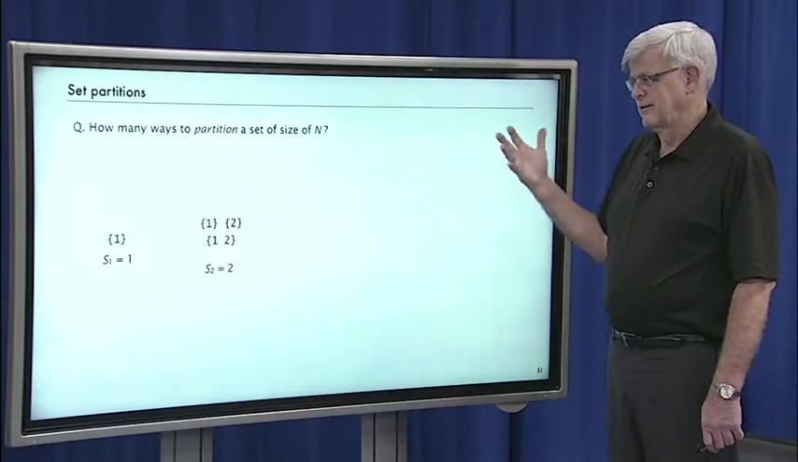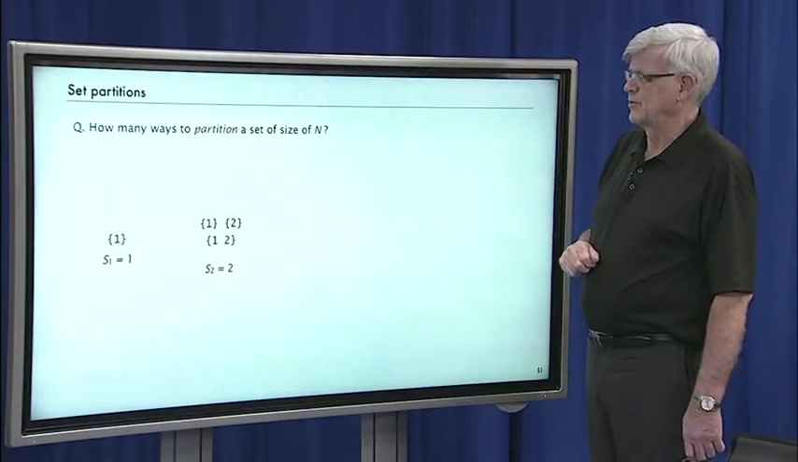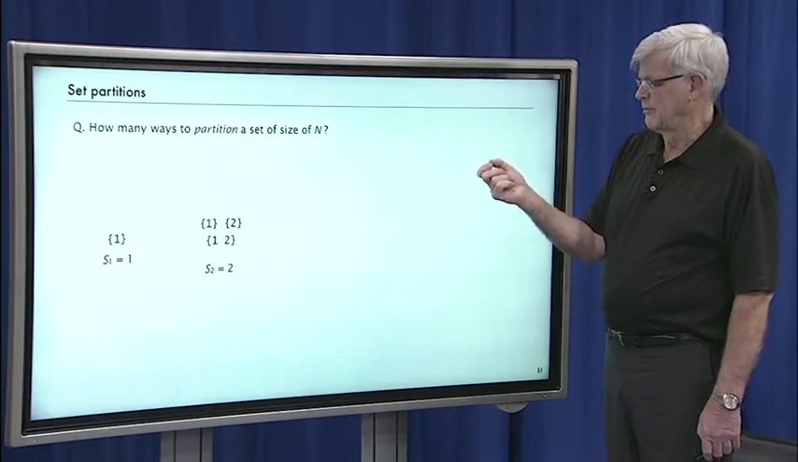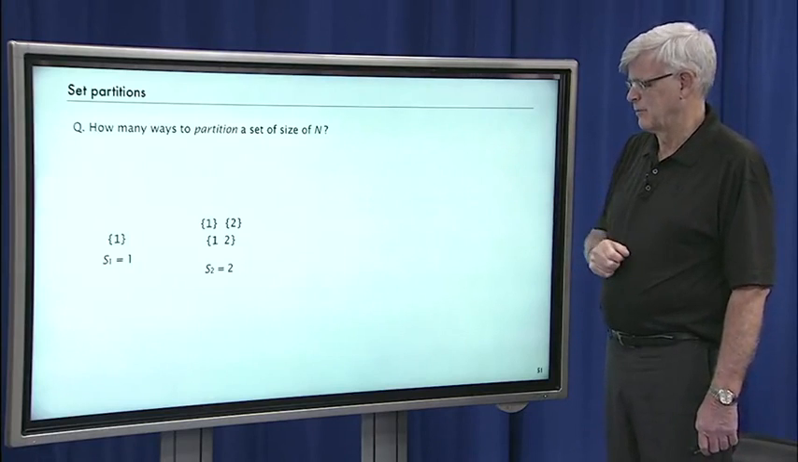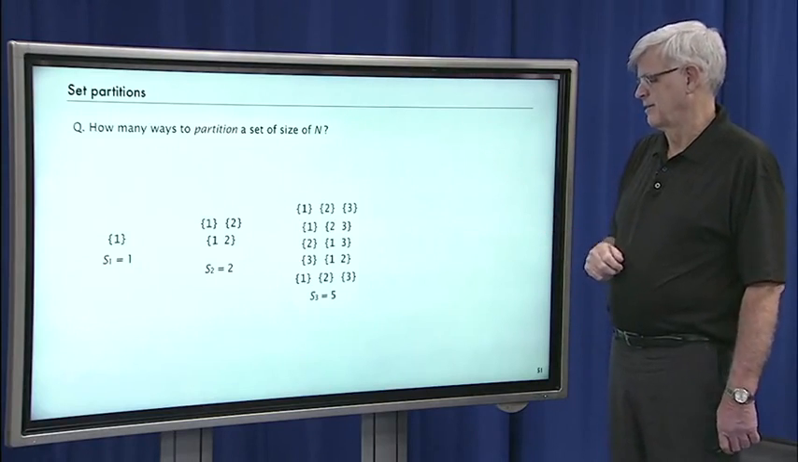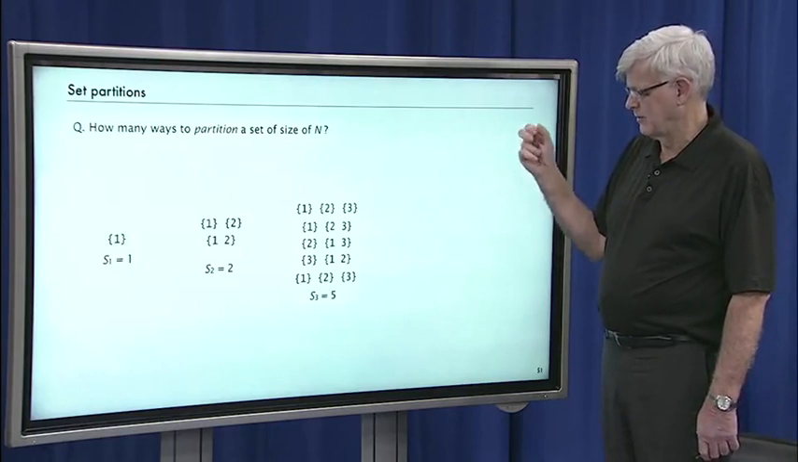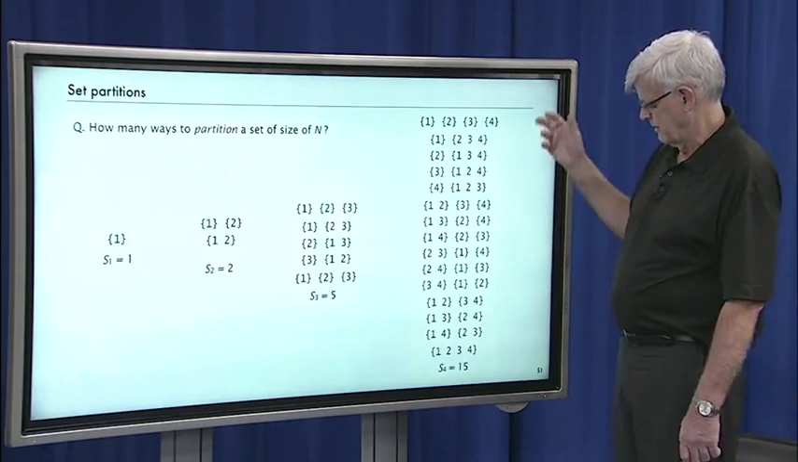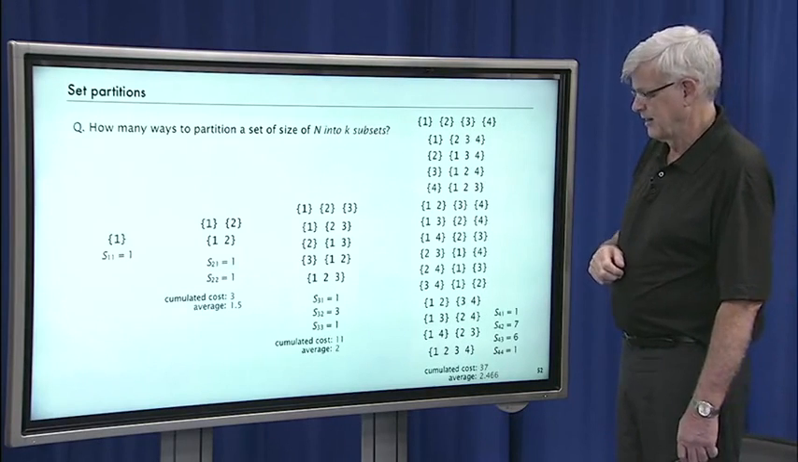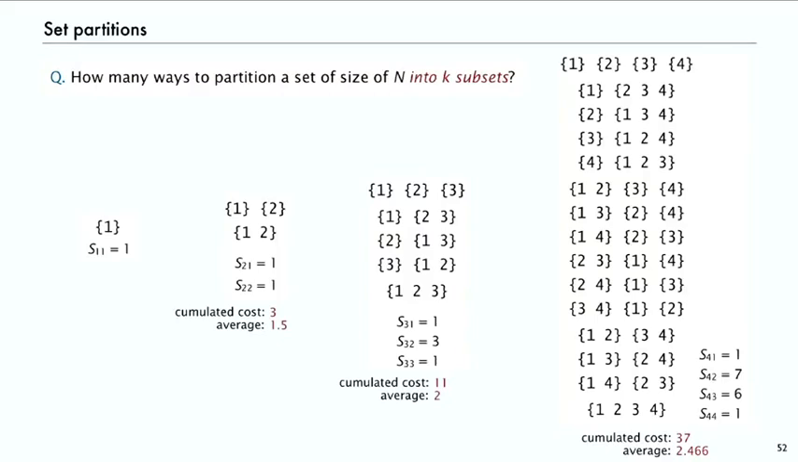Okay, here's a different problem. How many ways are there to partition a set of size n? So we've got 2 elements. Either we could partition into 2 subsets or leave them in 1. There's 2 different ways. For 3, there's 5 different ways: 3 different subsets, all in the same subset, or 2 subsets. And for 4, there's 15 different ways. And actually, we'll prove the number, but we're also interested in knowing how many are there that are partitioned into k different subsets.